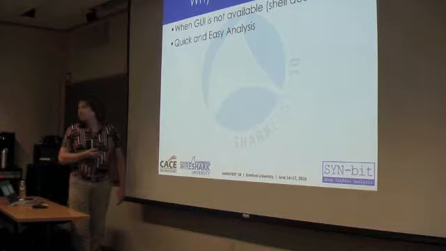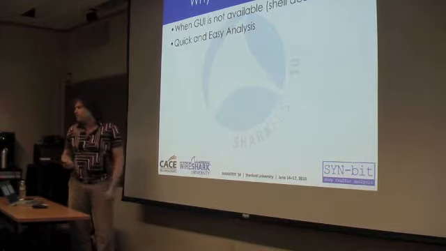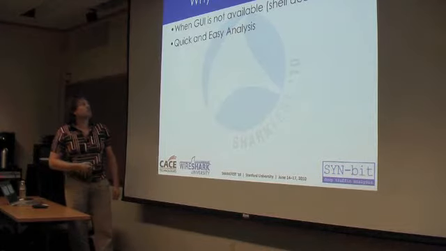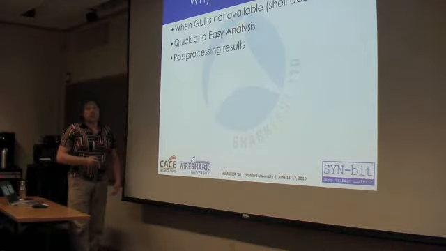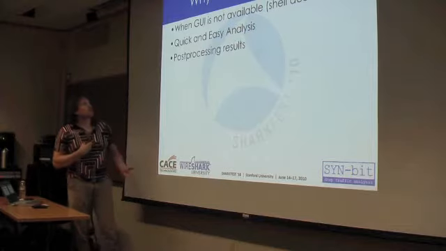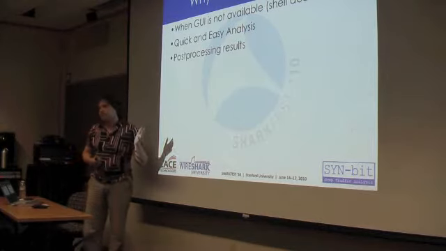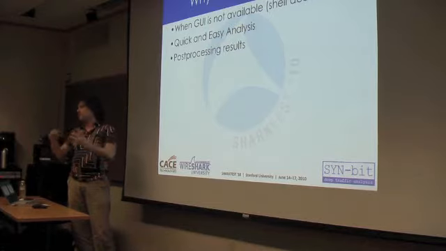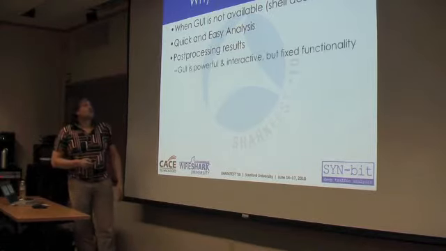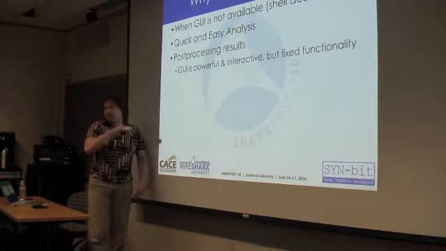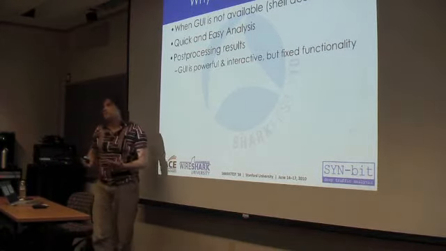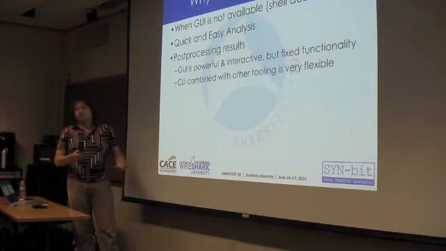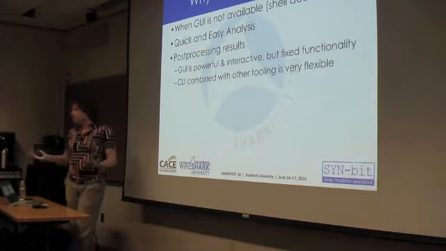But it's quick and easy. It's efficient. It doesn't take that much resources. You don't have to fire up the whole GUI. It just looks at a packet and gives you the output. But for me, the most important part is post-processing results. I mean, you can get some fields out of a trace file and you can post-process them to anything you want. So while the GUI is very powerful and it's interactive, it doesn't give you that flexibility. It's fixed functionality. The CLI, combined with other tooling, gives you the flexibility to create everything you want.